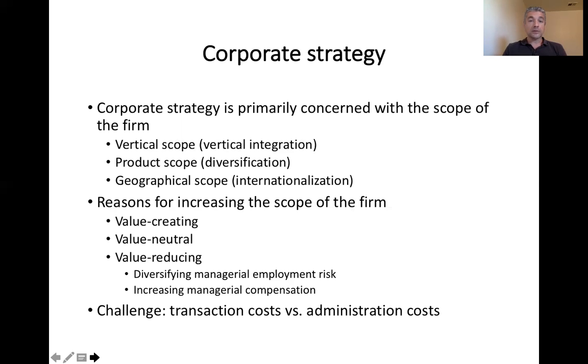Some of the reasons for managing the scope, for increasing the scope of the firm, may be value neutral. It could be that maybe there's some sort of government regulation that makes you expand, right? That makes you go outside of your industry. It could be concerns of your monopolistic power. It could be any number of things, but sometimes you're just forced to do it.